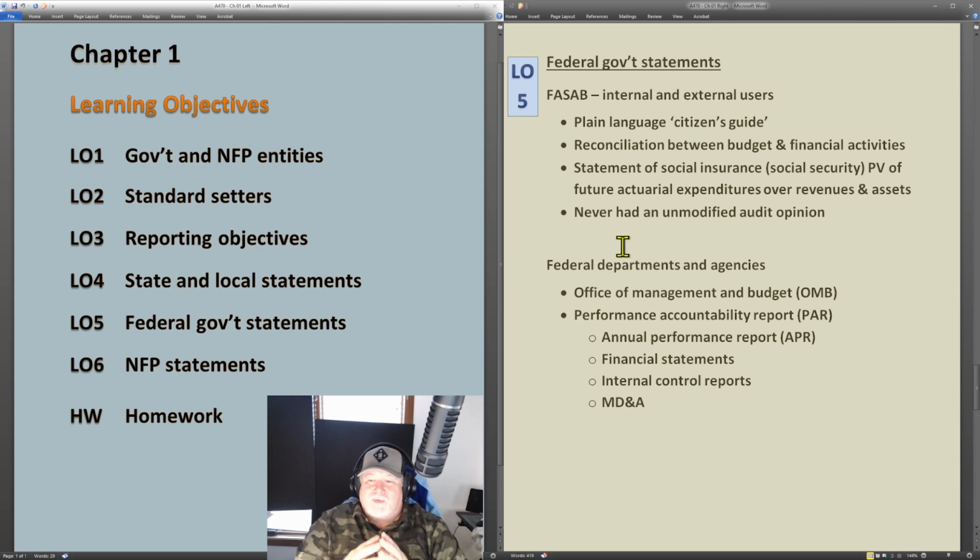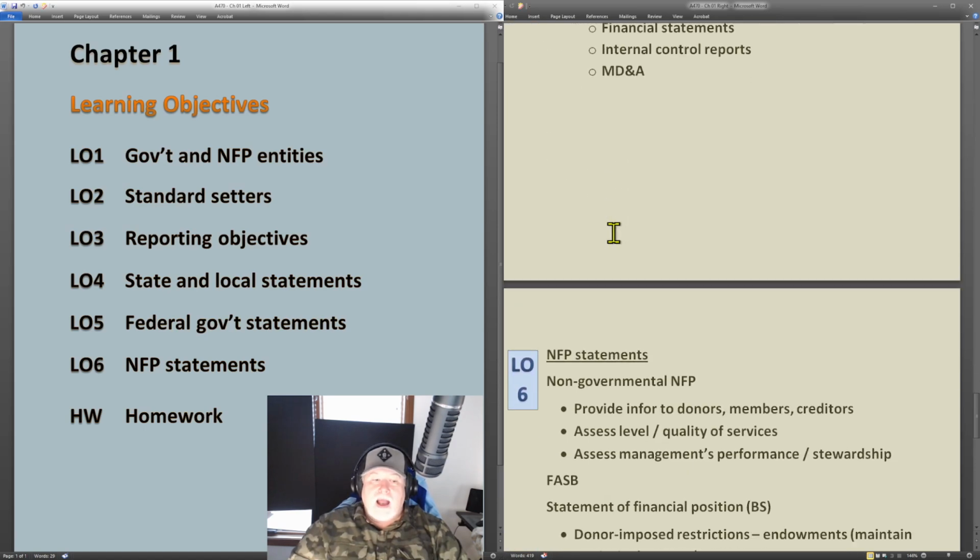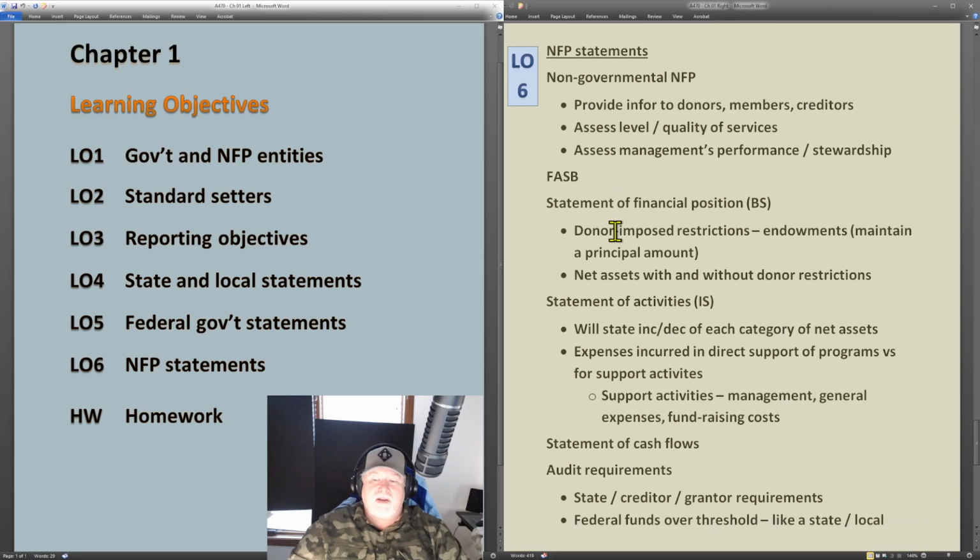Just goes without saying. In addition to the federal government overall, all the federal departments and agencies also need to prepare a report. And the Office of Management and Budget, the OMB, oversees that. These are called performance accountability reports. What goes into these? Well, just a performance report, financial statements, internal controls, how well they're running and managing their own resources, and then of course an MD&A.